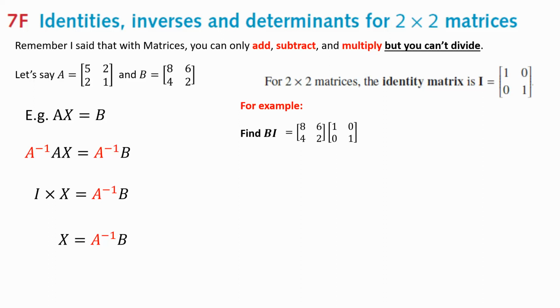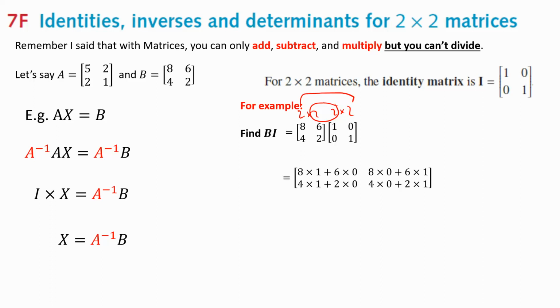So let's check this one out. This is a 2 by 2 multiplied by a 2 by 2, so that works. Rule number 1, it works. Rule number 2, it ends up being a 2 by 2 matrix. If I multiply them, row 1 and column 1: 8 with a 1 plus 6 with a 0. Row 1, column 2: 8 with a 0, 6 with a 1.